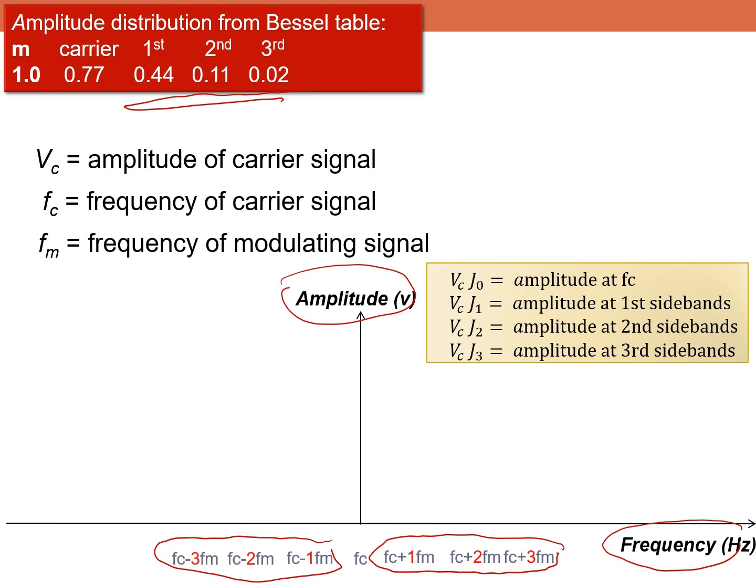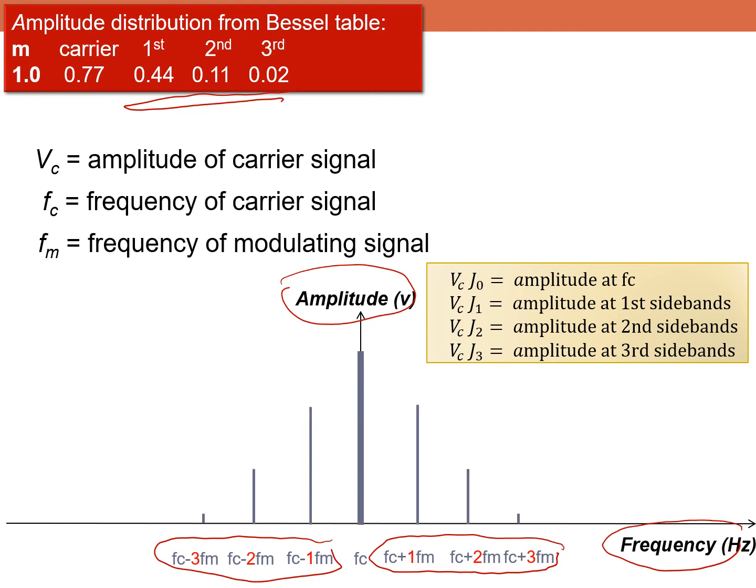And the frequency for the first sideband is Fc plus Fm. Next, Fc plus 2 Fm. Next, Fc plus 3 Fm. This is for the upper. Meanwhile, for the lower, first lower sideband Fc minus Fm. Second lower sideband Fc minus 2 Fm. And third lower sideband Fc minus 3 Fm.